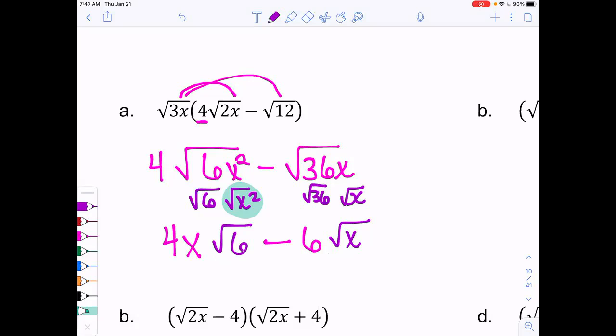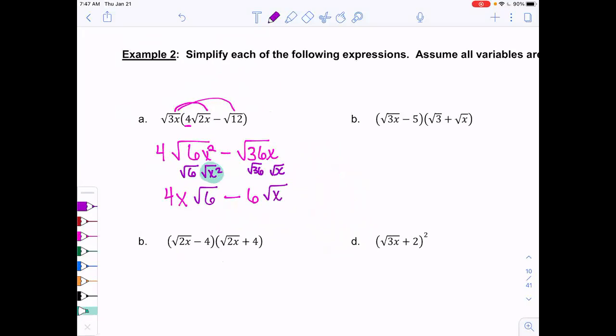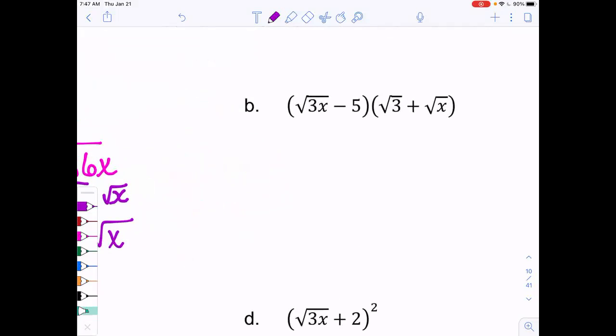So see if you can look at B. B looks like a foiling problem. So try and FOIL those together. Remember, you're really keeping the square root and just multiplying the terms underneath. There's only an extra step here because they need to be simplified then. So that would be our extra step. Radicals have to be simplified.